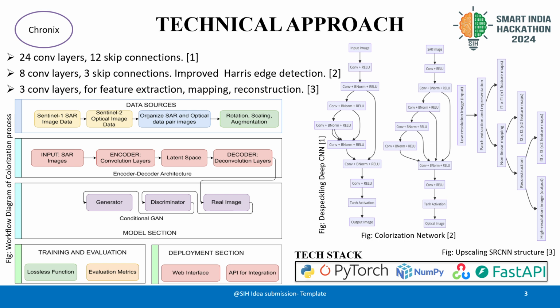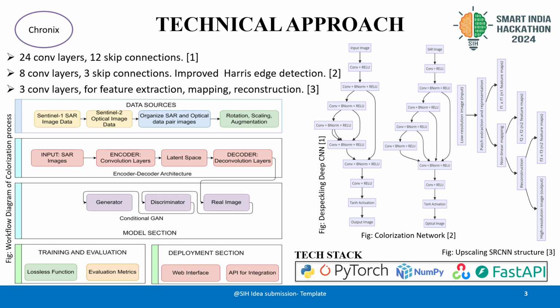Coming up to the colorization network, it implements a conditional GAN which has 8 convolutional layers and 3 skip connections. The model itself can be broken down into 3 smaller subtasks. First is generation of pseudo optical image from grayscale image. Next is feature extraction and edge detection using an improved Harris edge detection algorithm. And finally is the reconstruction of the image.